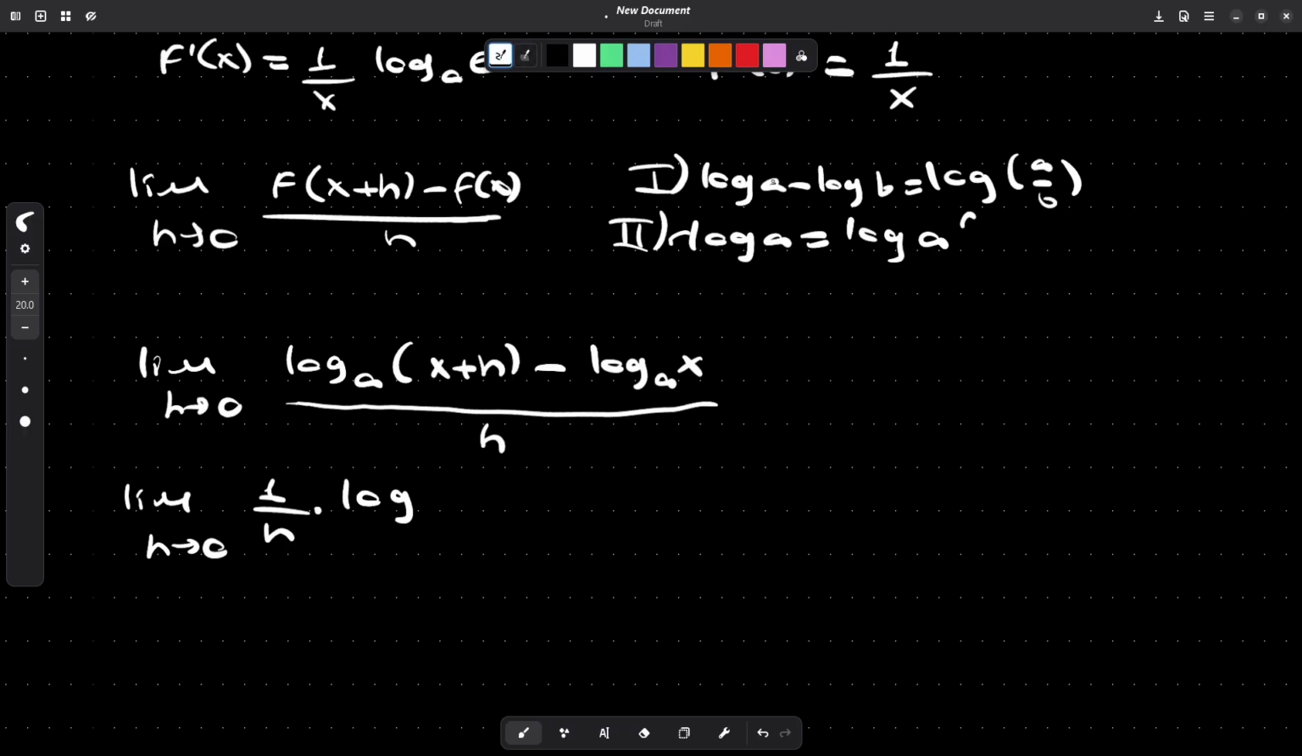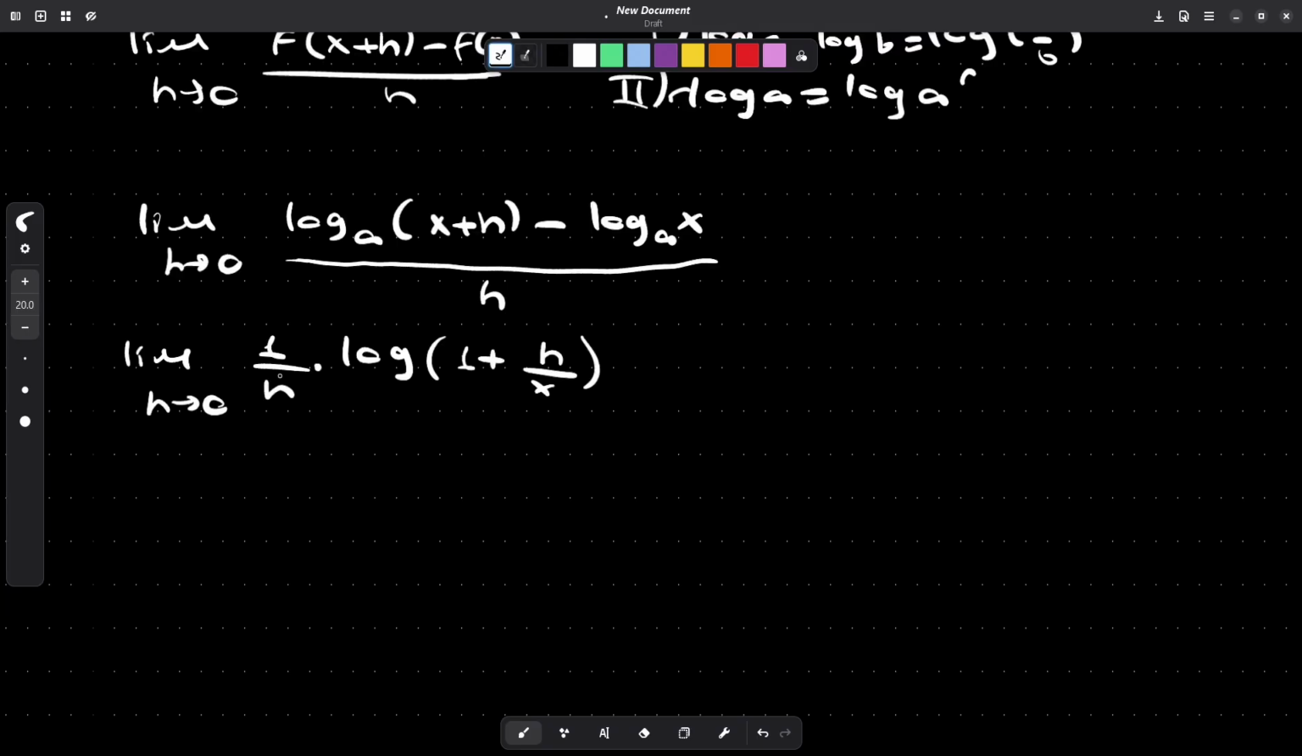Now I want to use my first property. Log a minus log b is equal to log a over b. The bases are the same. x plus h over x, which is 1 plus h over x. Why did I separate 1 over h? Because now I'm going to use my second property.